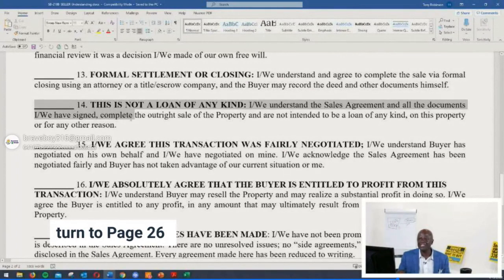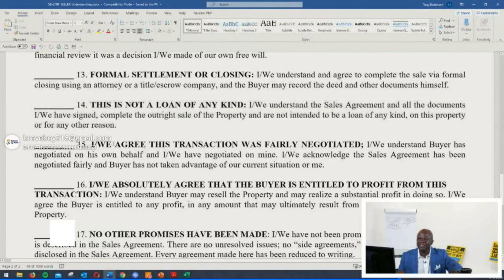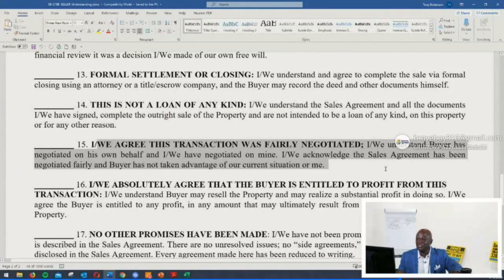It also goes to say that if they think that there was a loan, like these people, I don't know what they were thinking, but this is not a loan of any kind. We understand that this sales agreement completes the outright sale of the property and are not intended to be a loan of any kind or for any reason. Says that we agree that this transaction was negotiated fairly. All right, and that the buyer did not take advantage of me.